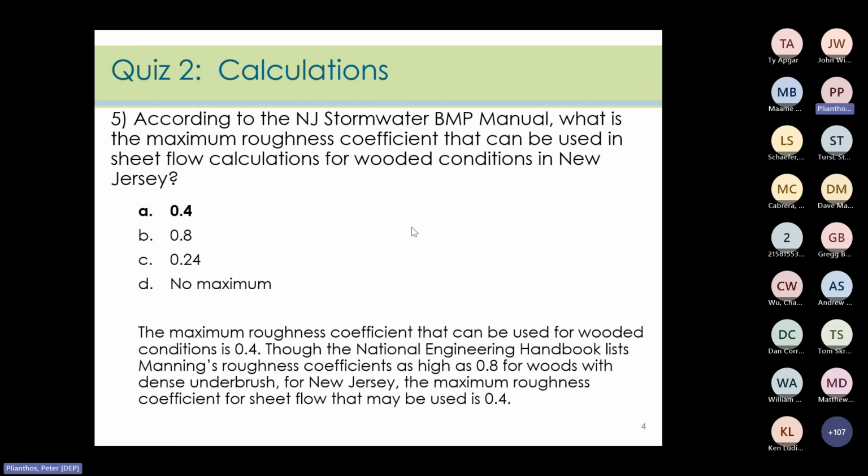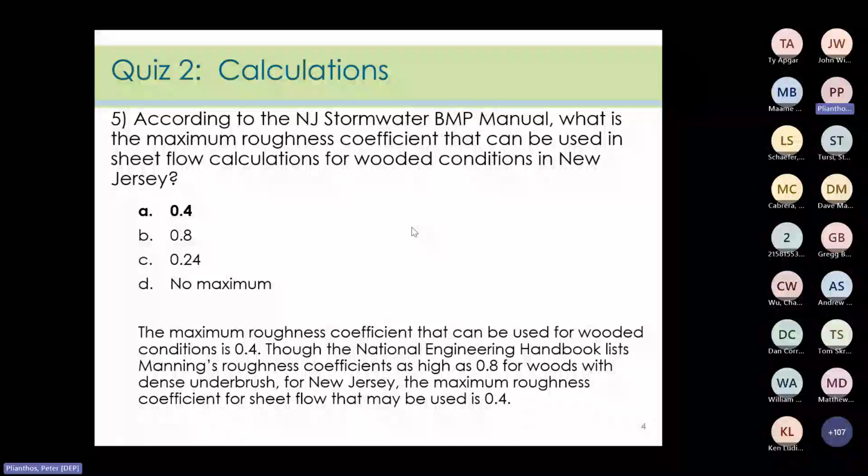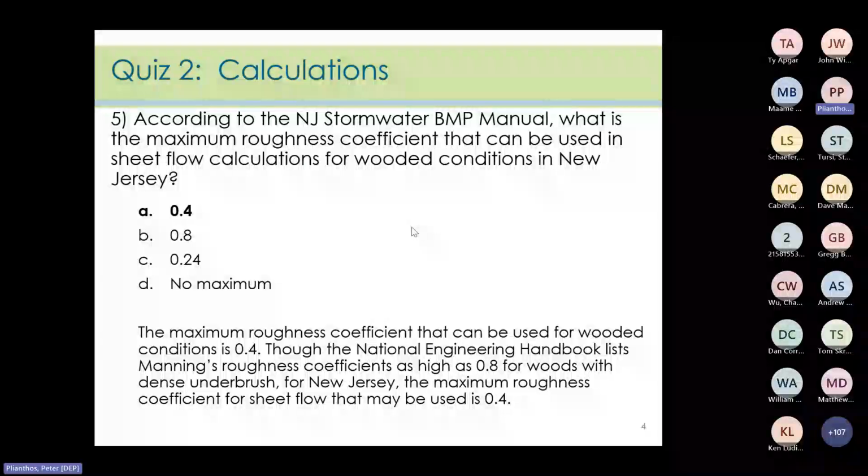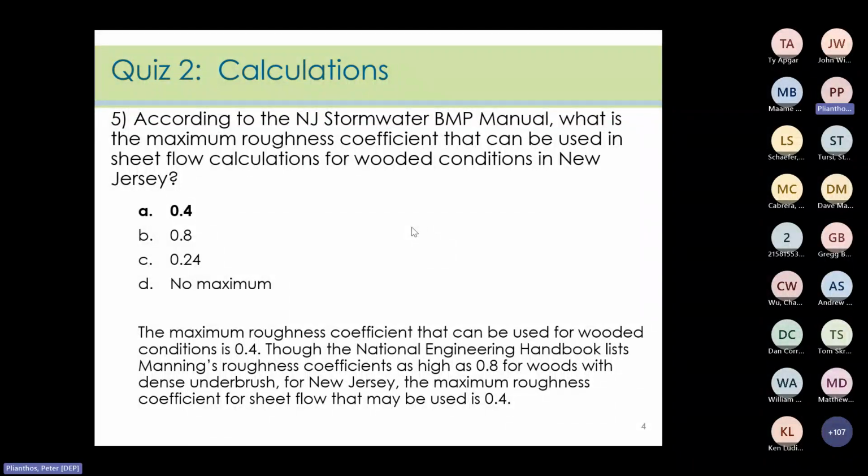Though the National Engineering Handbook lists Manning's roughness coefficients as high as 0.8 for woods with dense underbrush, for New Jersey, the maximum roughness coefficient for sheet flow that may be used is 0.4. New Jersey does not contain land cover that supports the use of roughness coefficients associated with woods with dense underbrush.